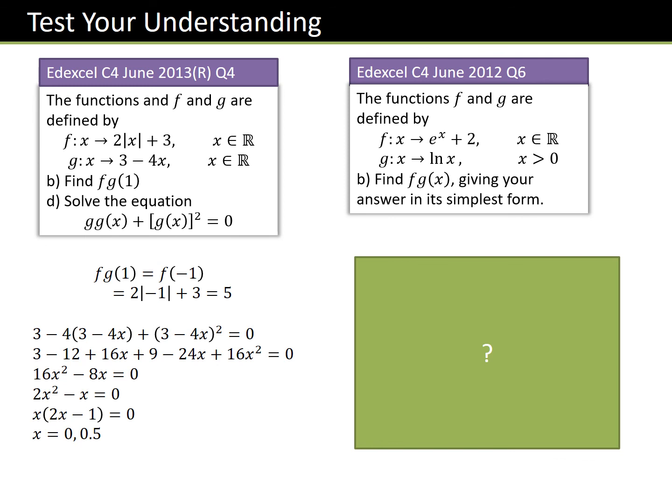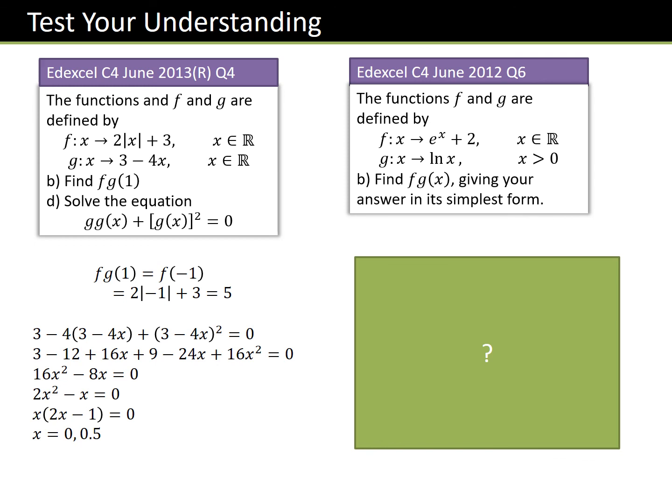So this again is taken as part of a question. Functions are defined: f such that x maps to e to the x plus 2, x is in the real set of numbers, and g such that x maps to ln x, and x has to be bigger than 0. Find fg of x, giving your answer in its simplest form.